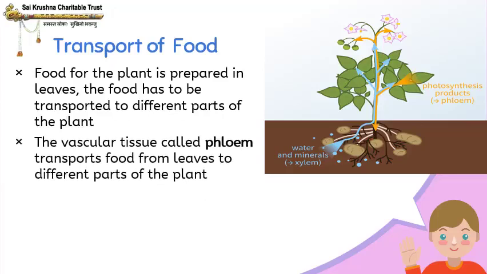So food for the plant is prepared in the leaves, and food has to be transported to different parts of the plant. Like xylem, there is another type of vascular tissue called phloem. These transport food from leaves to different parts of the plant. So there are two types of tissue, xylem and also phloem. Xylem transports nutrients and water from roots to the leaves, and phloem transports prepared food from the leaves to all parts of the plants.